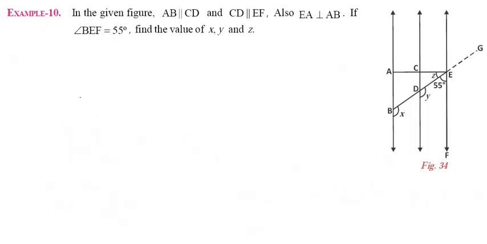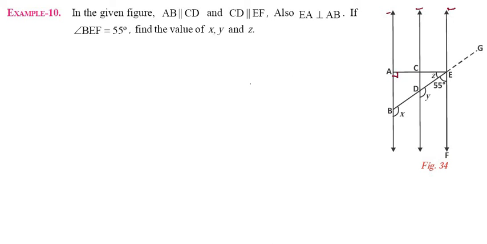Now come to the next question. This one in the figure 10. AB parallel to CD. You can see AB, this line is parallel to CD, this line. And CD parallel to EF, CD parallel to this one, EF. And also EA perpendicular on AB. EA, where is EA? You can see EA is perpendicular on AB. This one is the 90 degree. You can see if the angle BEF is 55, it is the BEF. You can see here the angle BEF is 55. Now find the value of X and Y.